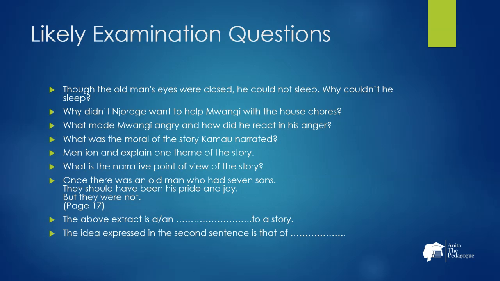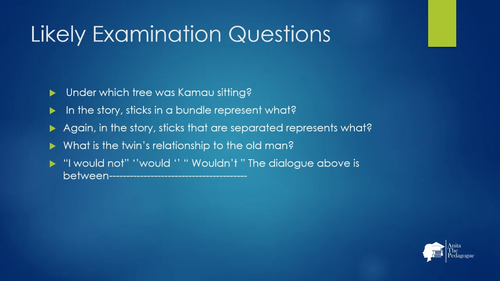Once there was an old man who had 7 sons. They should have been his pride and joy, but they were not. The above extract is a or an dash to a story. The idea expressed in the second sentence is that of dash. Under which tree was Kamal sitting? In the story, sticks in a bundle represent what? Again, in the story, sticks that are separated represents what? What is the twins' relationship to the old man? I would not. Would? Wouldn't. The dialogue above is between.